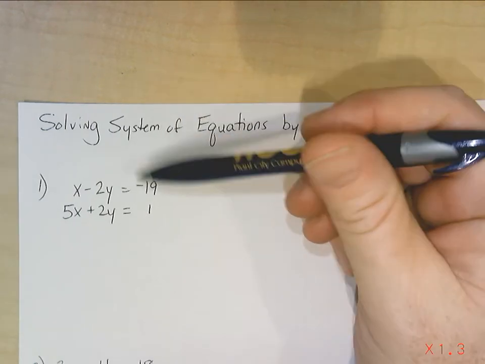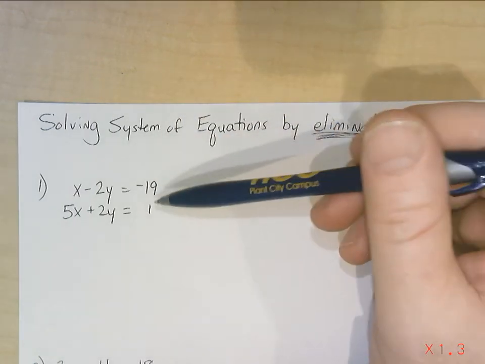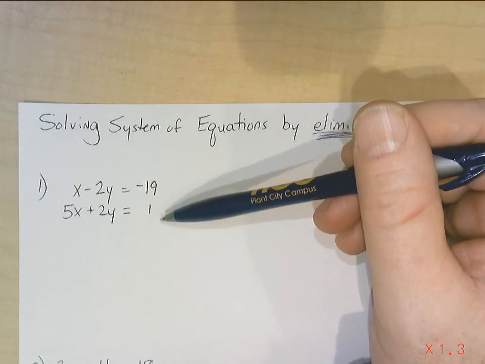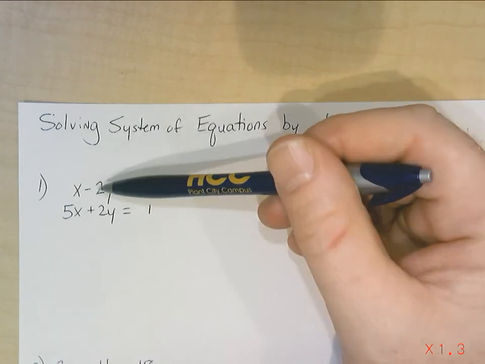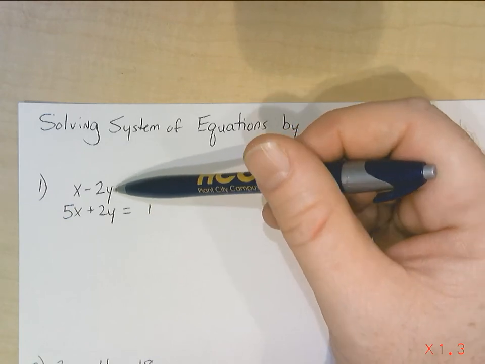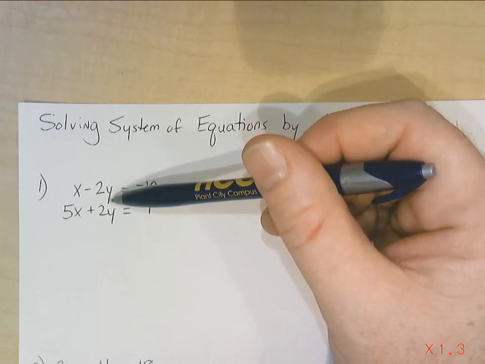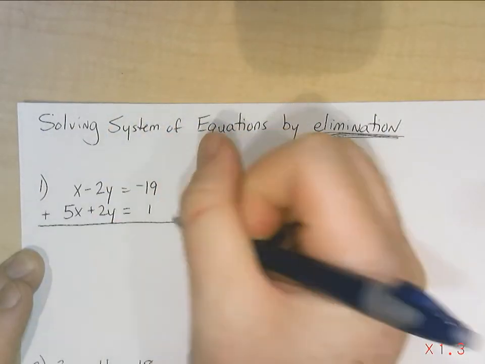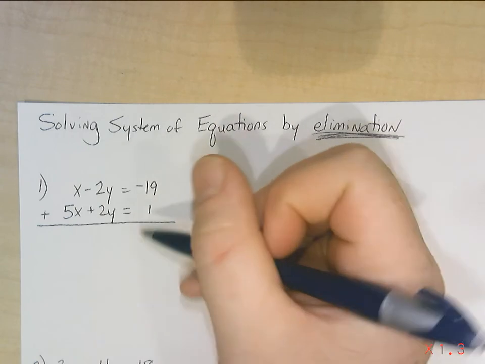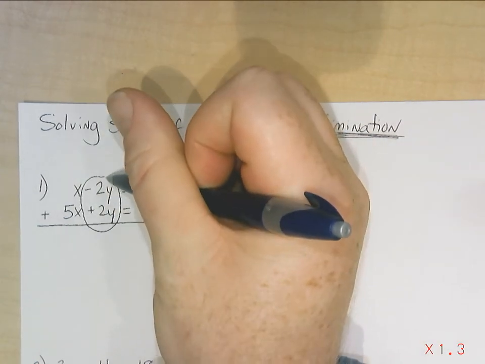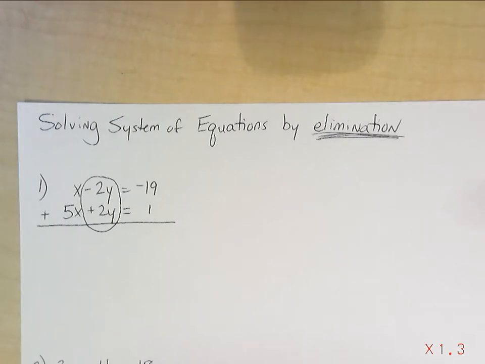So if you look at your system of equations, what you want to look for is something that's similar to both of them. Now, right off the bat, you should see negative 2y and positive 2y. Those things are opposites of each other. Okay? If we were to add both of those equations together, these two would basically cancel each other out completely. So the y would be eliminated.